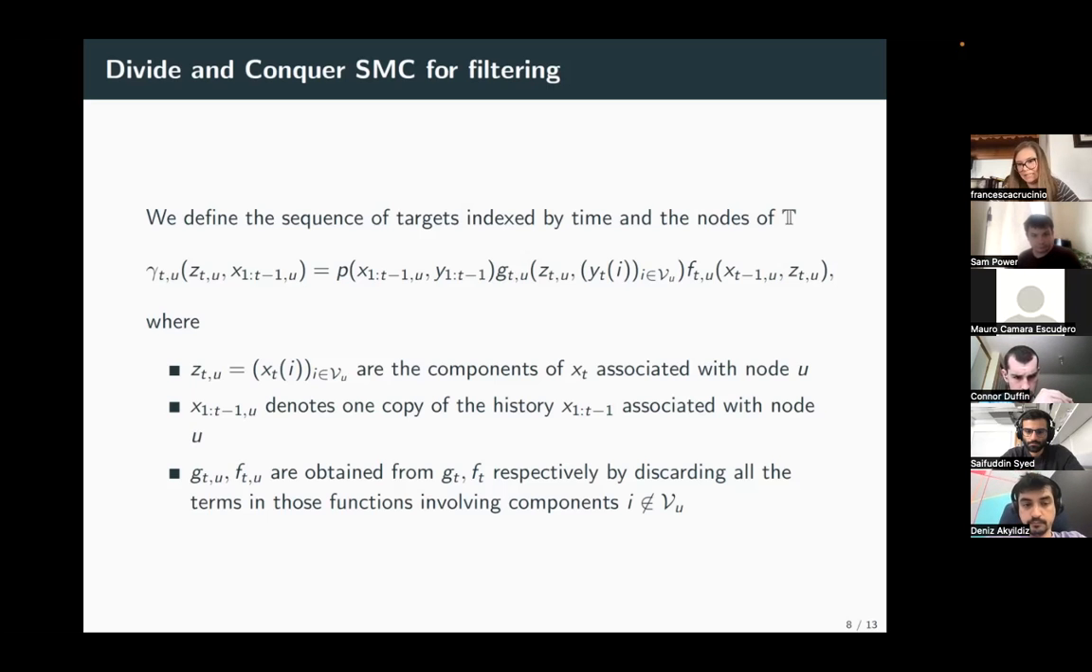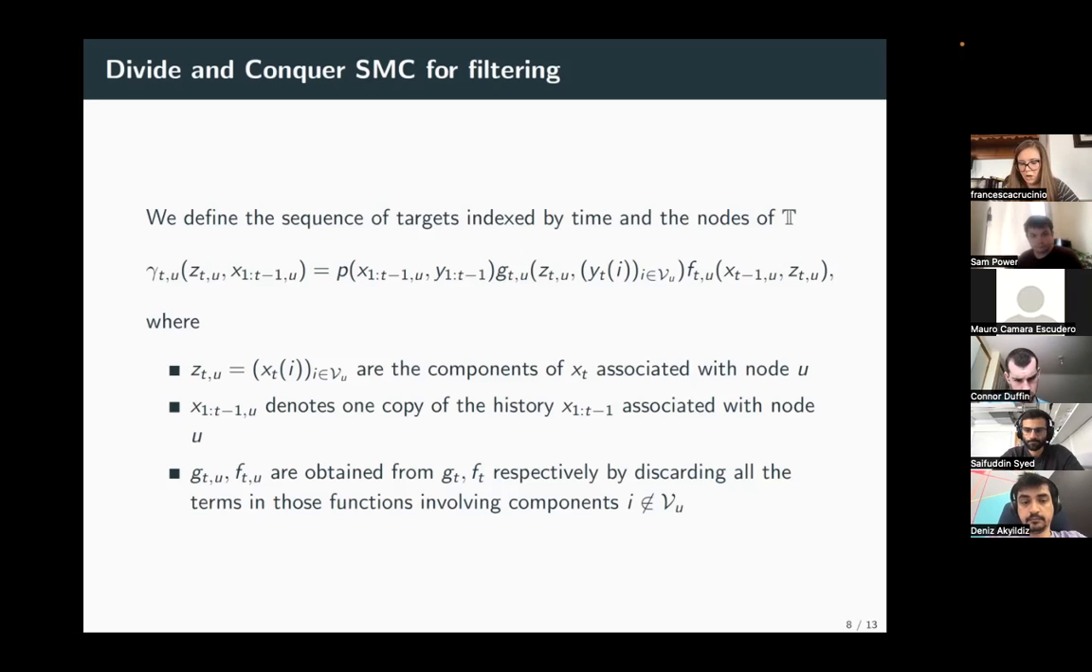We need to move forward in time and in space. So if you think about it, we have this tree, we move from leaves to root, and then we move forward in time and we go down to the leaf of the next tree. That's, if I had to represent it with a graph, pretty much what this divide and conquer SMC for filtering would look like.